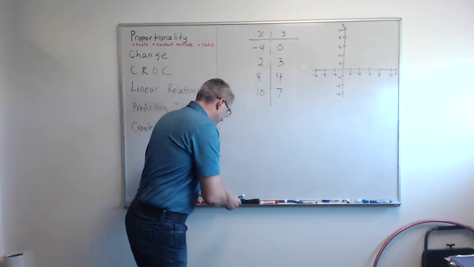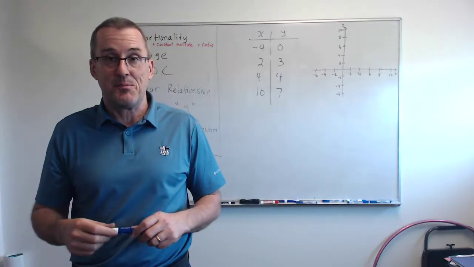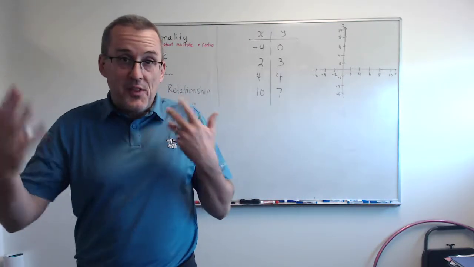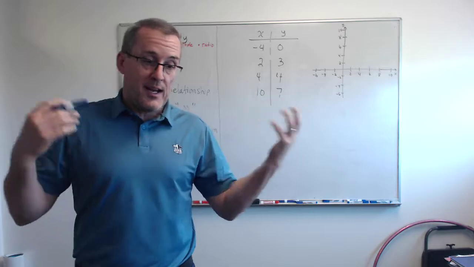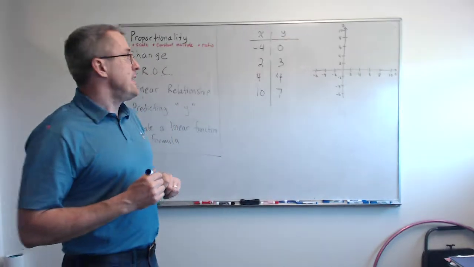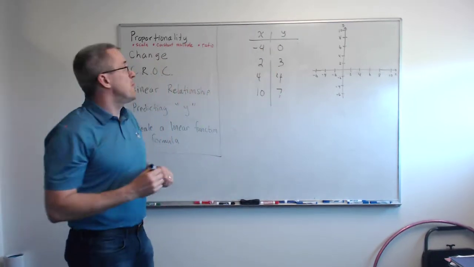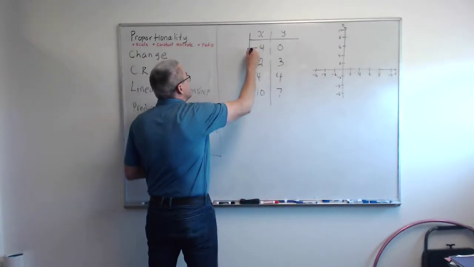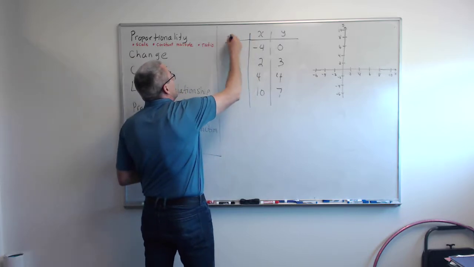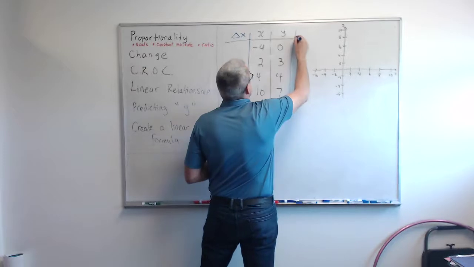So why am I telling you all of this then? If this is not proportional, what's the point? Well, because we want you to think about proportionality and recognize when things are in proportion and when they're not. And what we're going to look at here is not quantity x and quantity y to see if they're in proportion. What we want to look at instead is what we call the change in x and the change in y.